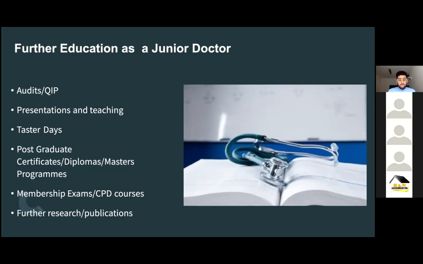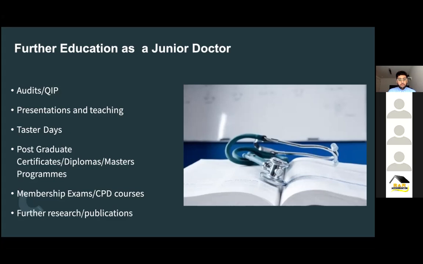Presentation and teaching. I've done a few teaching sessions for medical students already, especially fourth and fifth years. These are always good to add to your portfolio, especially if you want to do a clinical teaching fellow year, or even for surgical applications, or medical applications, or different applications. So they always look really good.